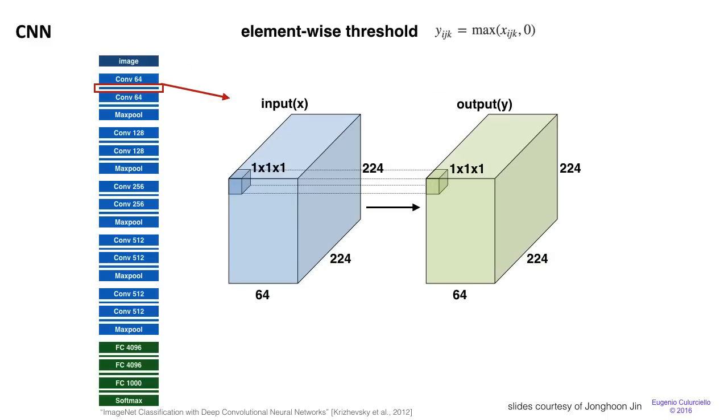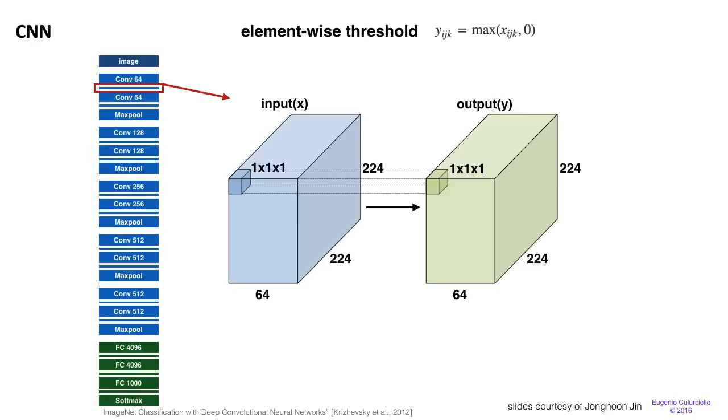The second operation that is part of the convolutional neural network is the element-wise threshold or nonlinear operation. In most cases we use a rectified linear unit, but we can do something else like hyperbolic tangent or sigmoid or anything else. There are very different kinds of threshold, but in this case we have an element-wise threshold, the rectified linear unit, and basically the formulation is that the output is the max between x, which is the input, and 0.